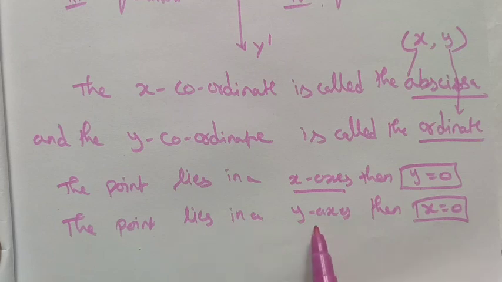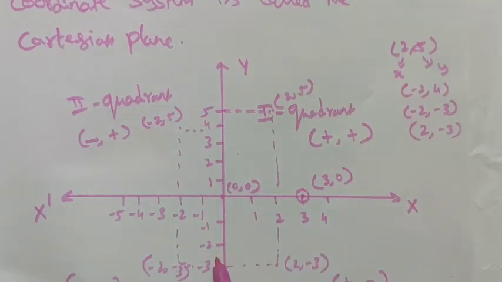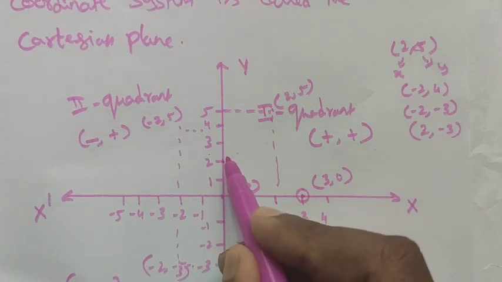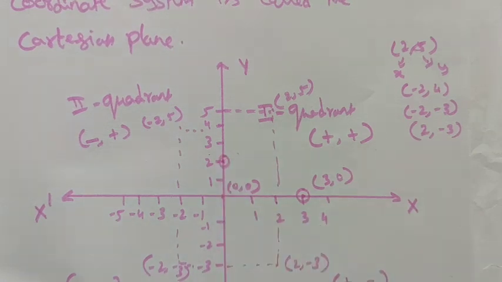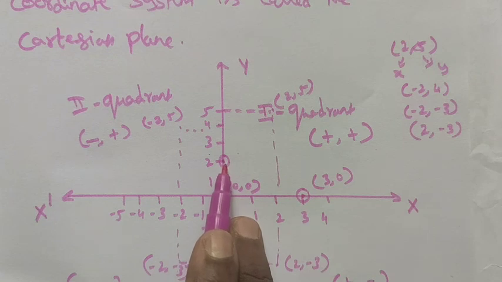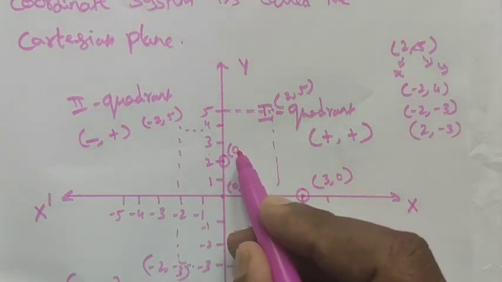If a point lies on the y-axis, then x is always equal to 0. See, this is the y-axis. Suppose the point is lying here, this is the position of the point. When the point lies on the y-axis, x is always 0. This point is 0 comma 2.